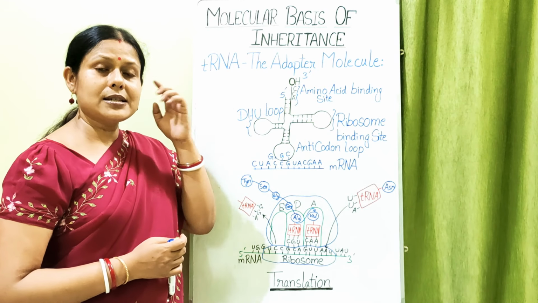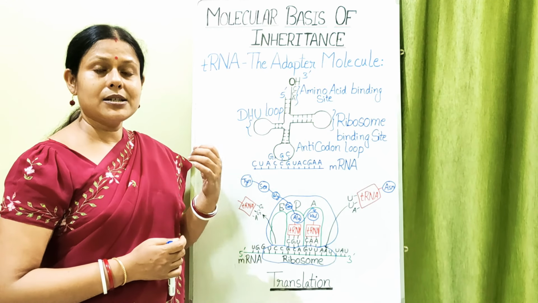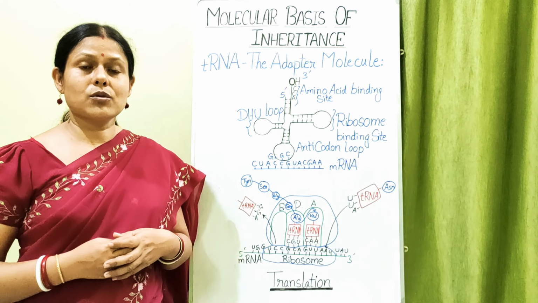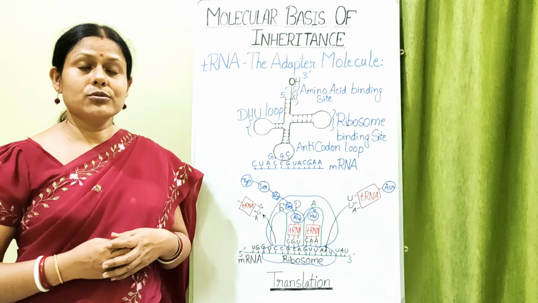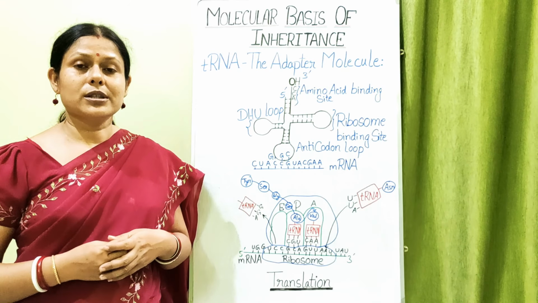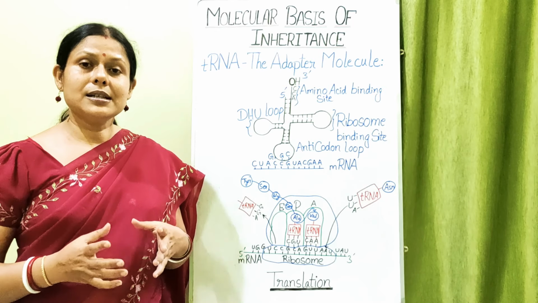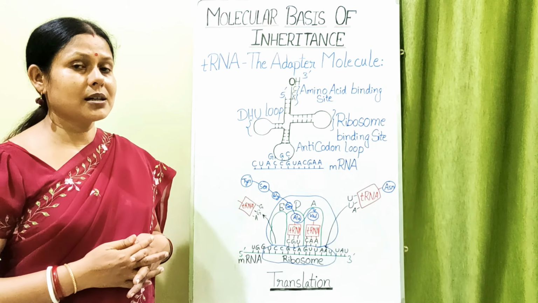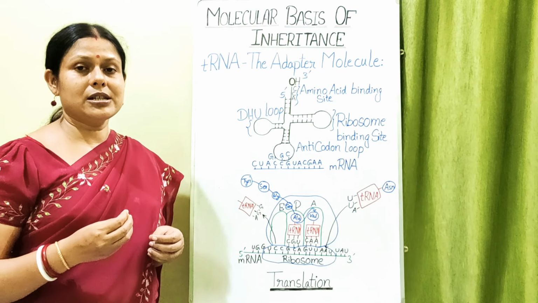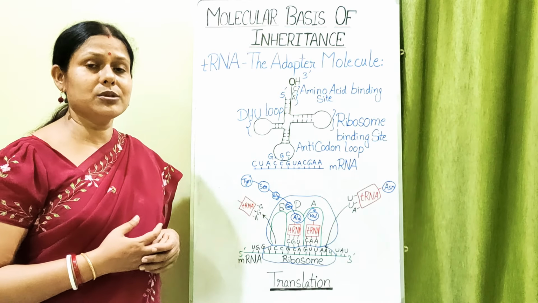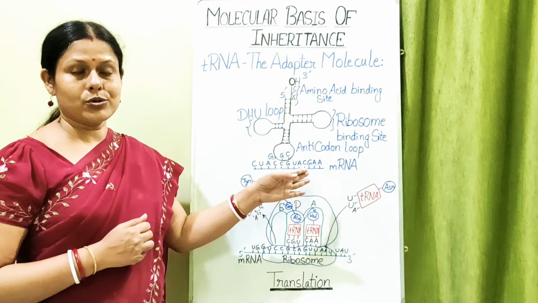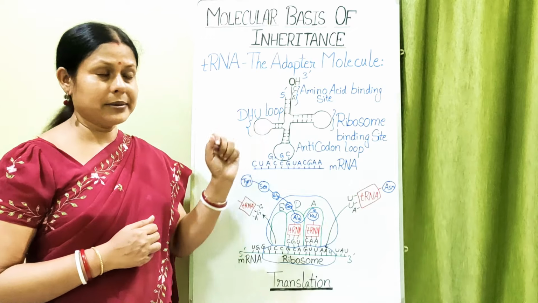Okay, and always there is an initiator tRNA, and it will always bring the methionine. Though in some prokaryotes it is also seen that the starting codon is GUG instead of AUG, which will code for valine, but generally it is methionine, and the initiator tRNA always brings methionine as the first amino acid to start the translation process with respect to the mRNA.